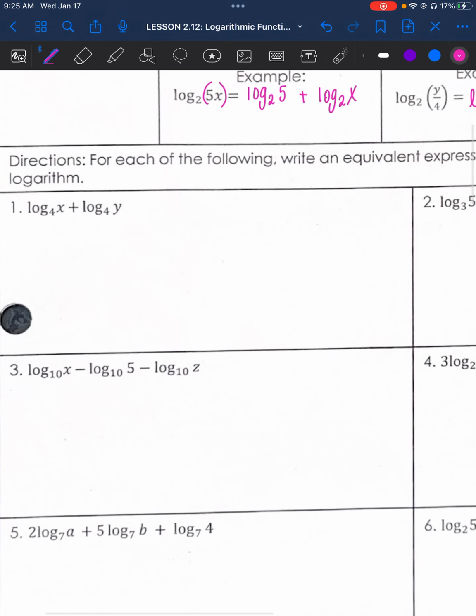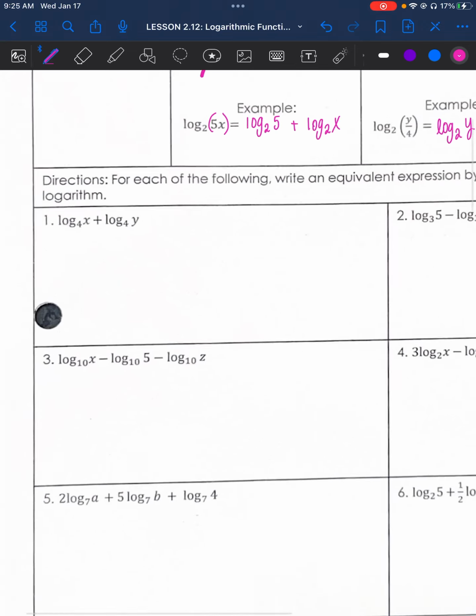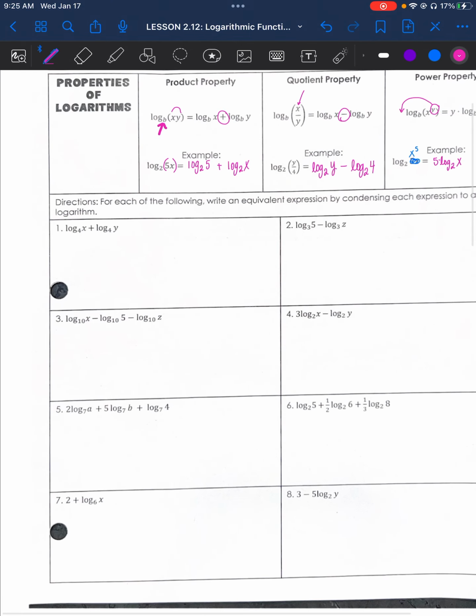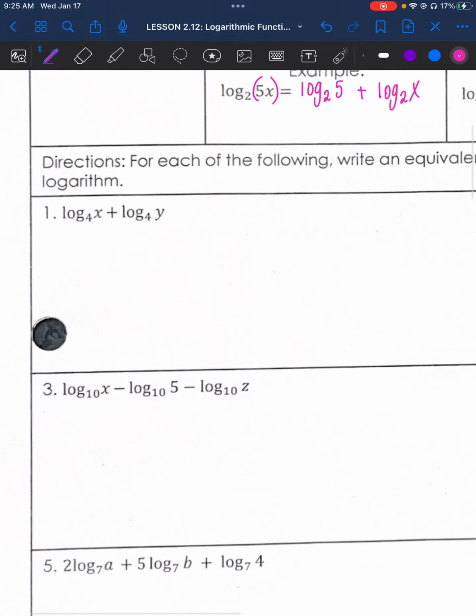So these first several examples, we're going to go backwards. I'm going to give it to you where it's split up. We're going to rewrite it into one log. So when I say condensing the log, we're making it smaller. We want one log. We don't want to have it written twice.